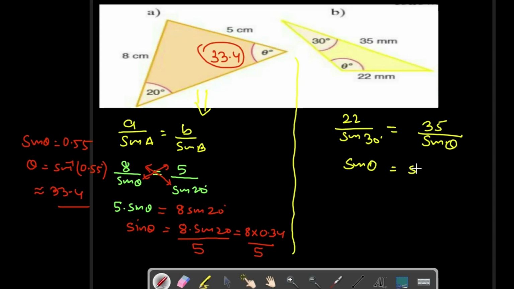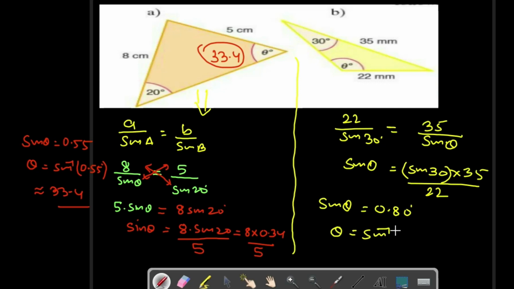So sine theta is going to be sine 30 into 35 divided by 22. If I solve using a calculator, sine theta is going to be 0.80. Theta is going to be sine inverse of 0.80, which is 53.13, or we can write 53.1. So this is how we can solve using the sine rule.